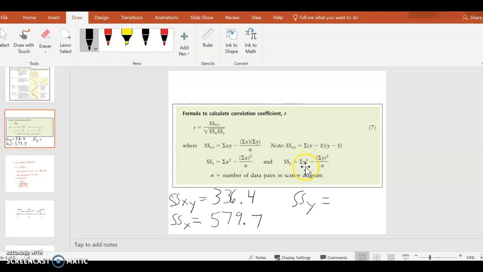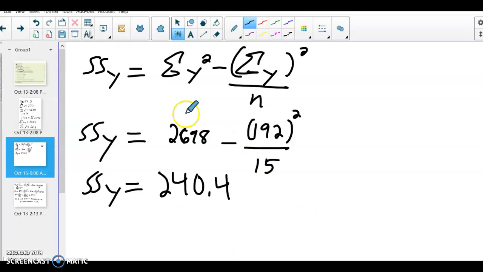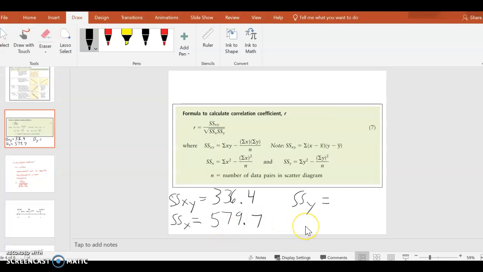So we have our formula here, SSY. To do that calculation, here's your formula again. This number is found from the calculator, or we could do that by hand as well. This number is also found from the calculator, or by hand. Plug those numbers in, and you get SSY is 240.4.